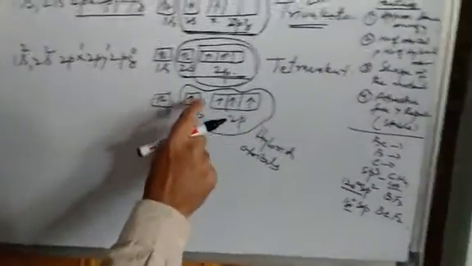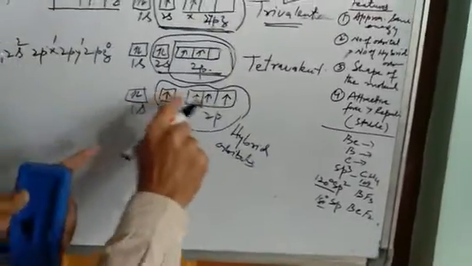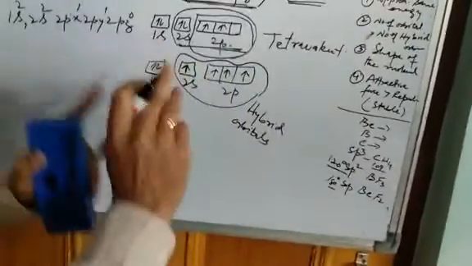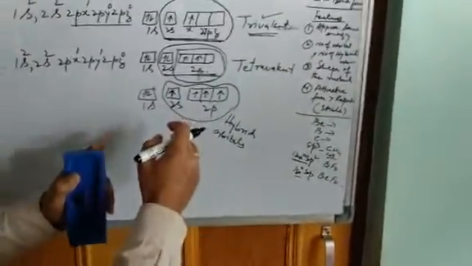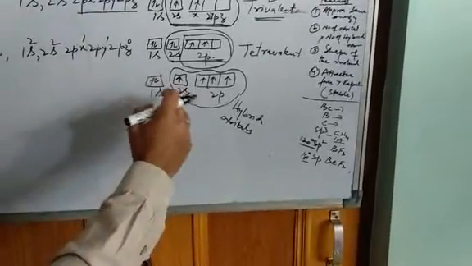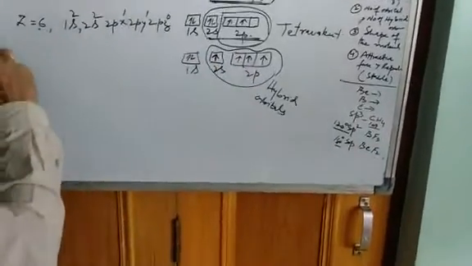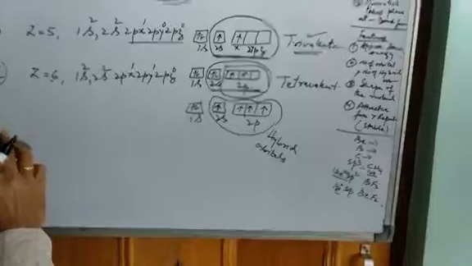So how many hybrid orbitals are there in carbon? There are 4. But this hybridization takes place only when there is bond formation. I will take some examples when I will form some compounds with carbon as one of the elements.